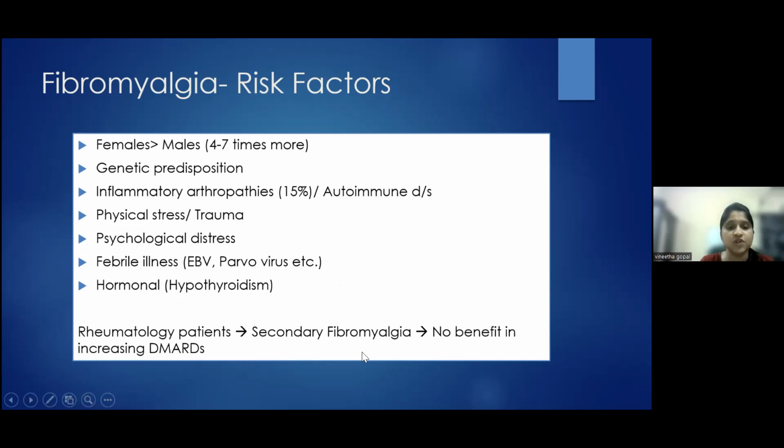Because another thing is, this is known as secondary fibromyalgia, secondary to an autoimmune condition. Here, there is no benefit in increasing the DMARDs. That is, a rheumatology patient is coming to you with widespread body pain. You have to categorize whether the patient has more rheumatology symptoms like joint stiffness, joint swelling, joint pain, or widespread pain. If it is a widespread diffuse pain, more like fibromyalgia, and you increase the disease modifying drugs like sulfasalazine, hydroxychloroquine, the patient will end up in toxicity. There won't be any benefit. The patient will end up in toxicity. So it is important to recognize this secondary fibromyalgia.